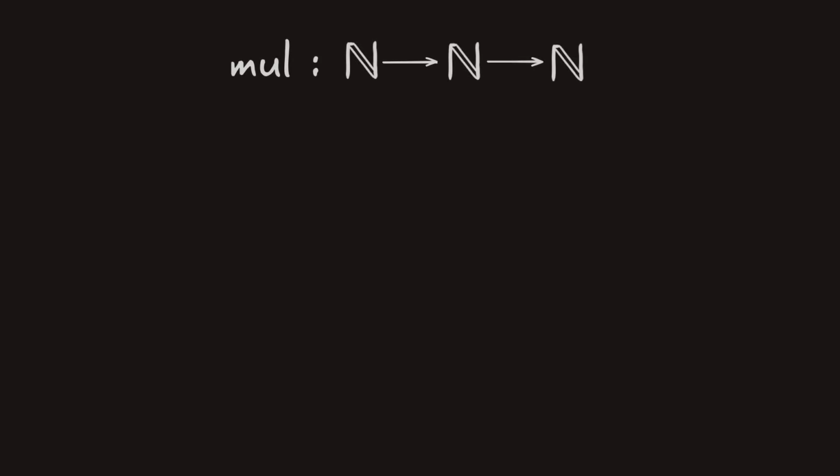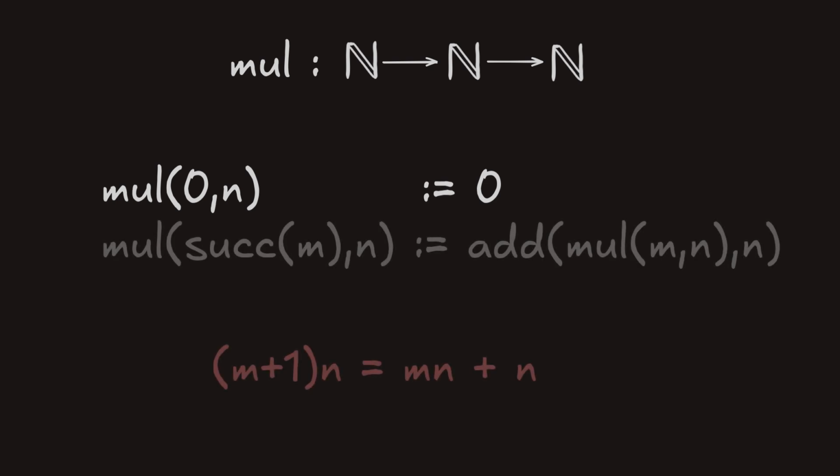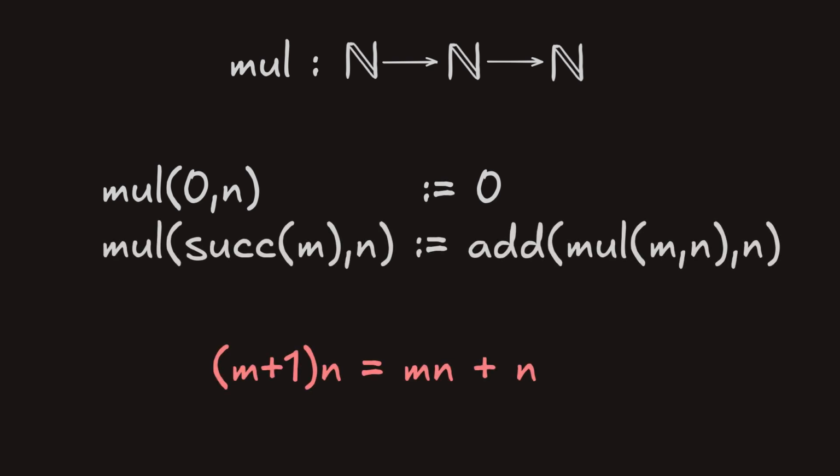multiplication. We start by defining 0 times n as being equal to 0. We then define m plus 1 times n as being equal to m times n plus n. And just like that, we've defined multiplication.